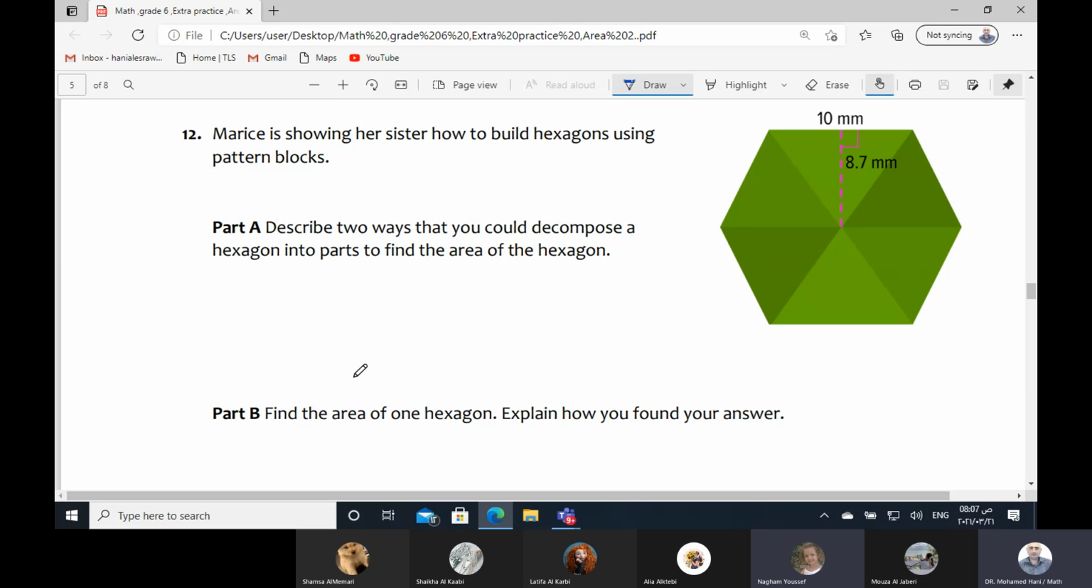Excellent, Nagam, thank you. Now I want from all of you to find the area of one hexagon. Explain how you found your answer. Start, please. I want from all to find the area of the whole hexagon. Start, please.